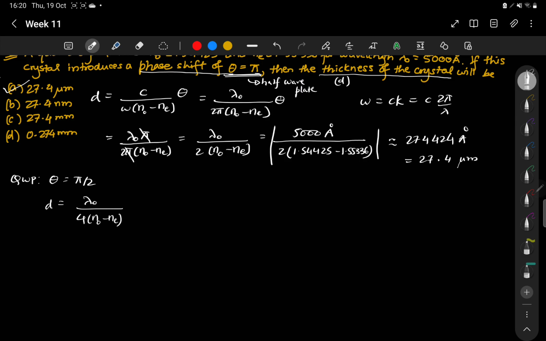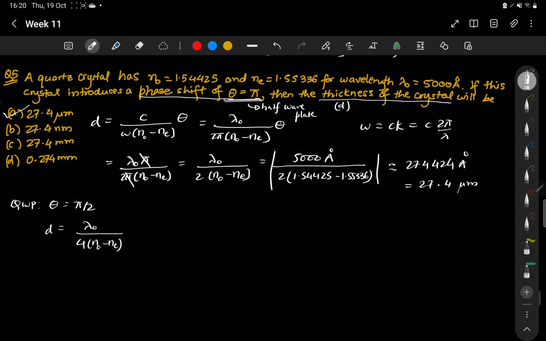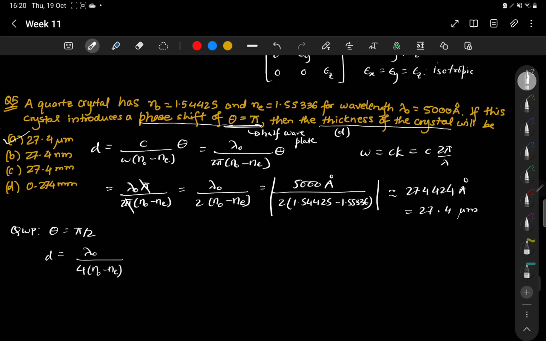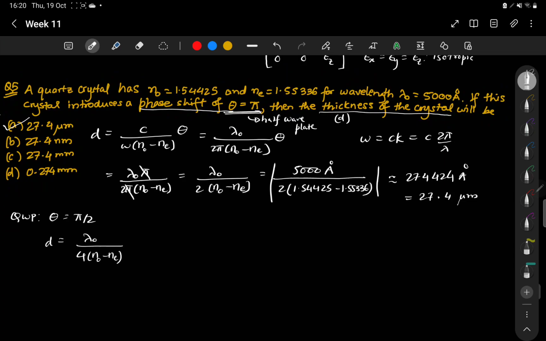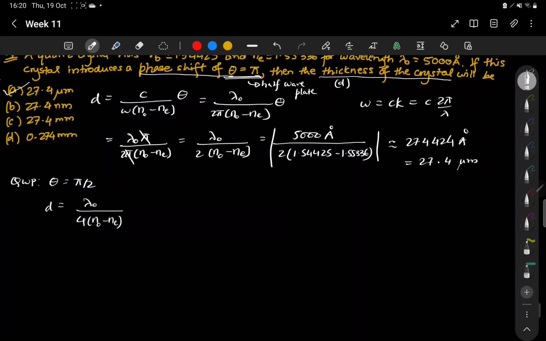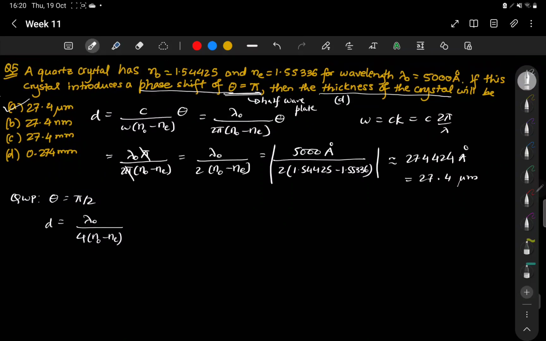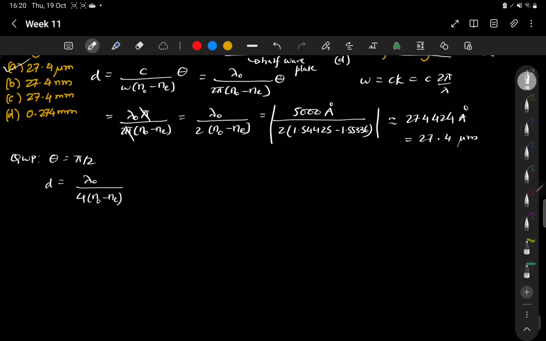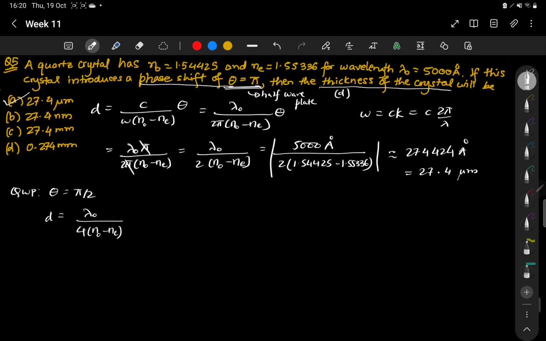Okay, so if we change the thickness, then we change the phase retardance. And if you want to use the same crystal, with the same NO and NE values, as a quarter wave plate and a half wave plate, then we have to change the thickness, and we have to manufacture the crystals with these precise thickness values.